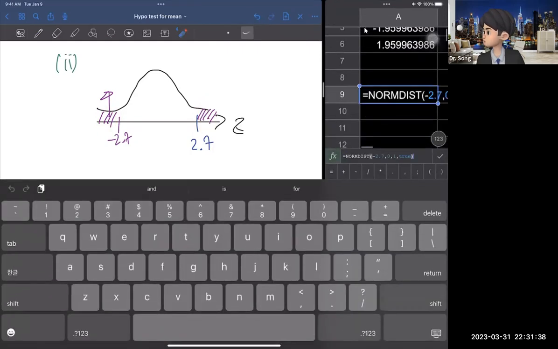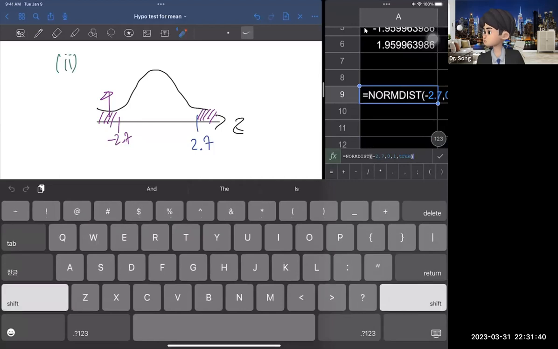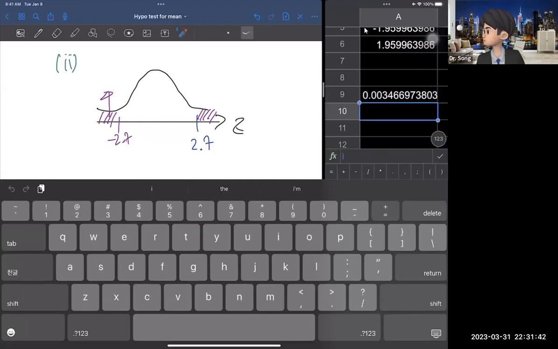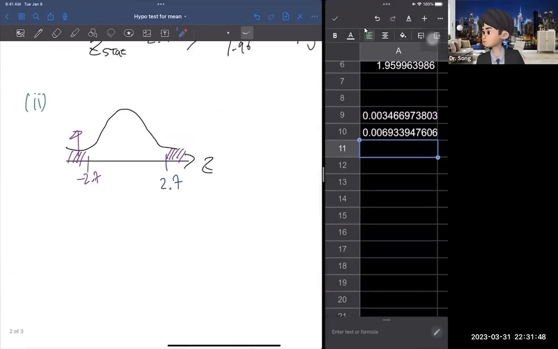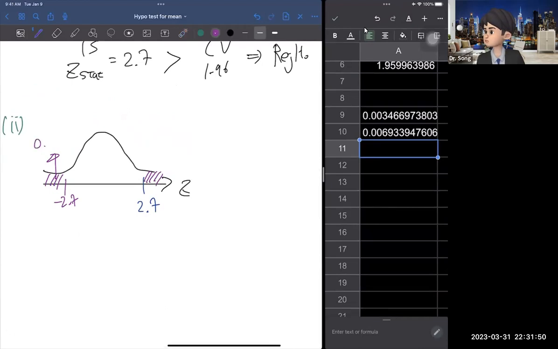So this one times, give me 1 second. Yeah, put the equal sign, and this one times 2. Then we got the p-value, which is 0.0069. So the left one itself is 0.00346 something.